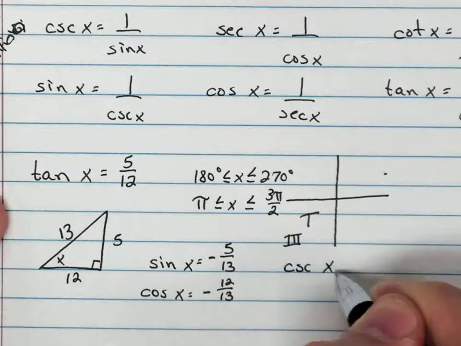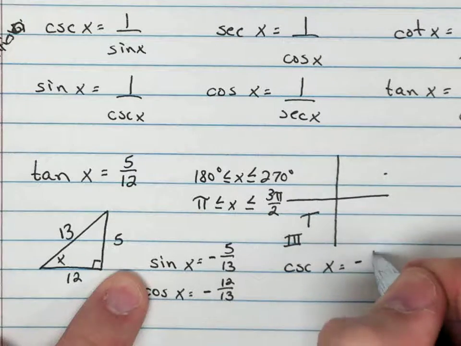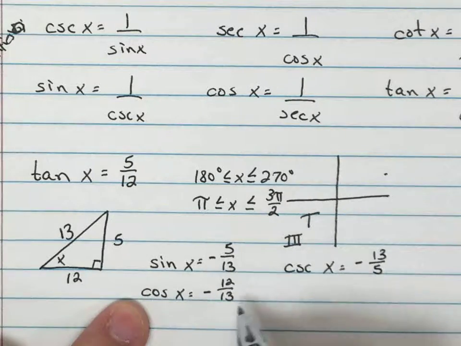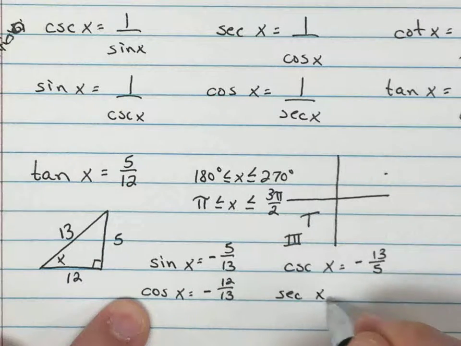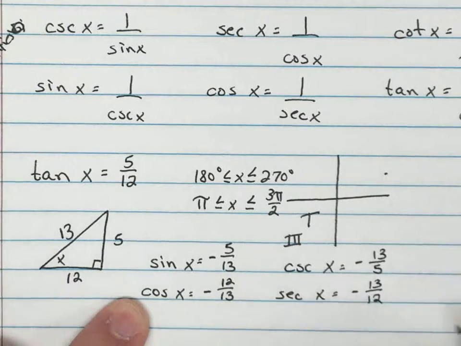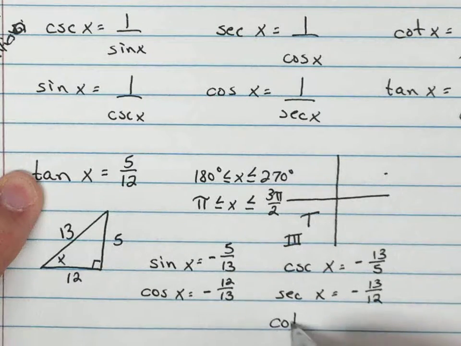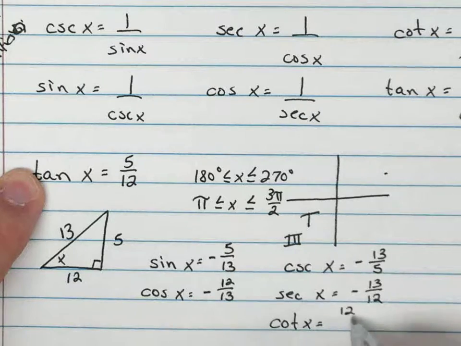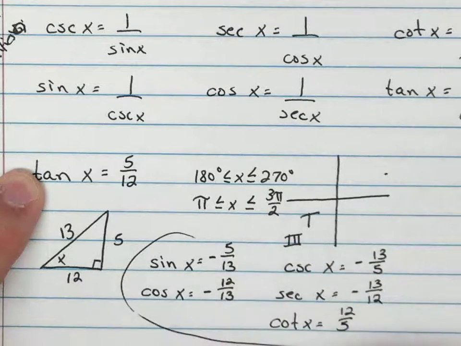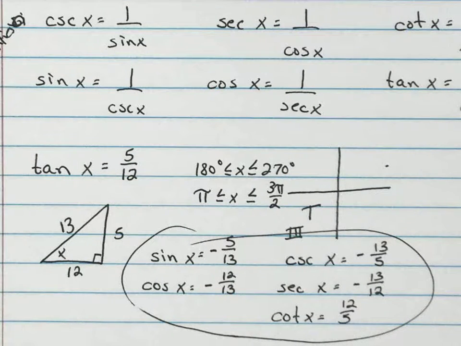Cosecant. In order to find cosecant, just take your sine value and flip it. Negative 13/5. In order to find secant, simply take your cosine value and flip it. Negative 13/12. You're also given tangent up here, so in order to find cotangent, flip the tangent. You get 12/5. So given 1, there's the other 5.